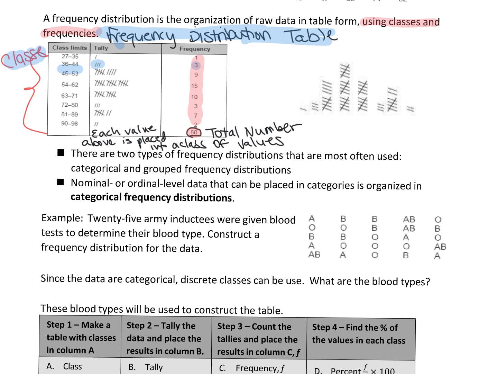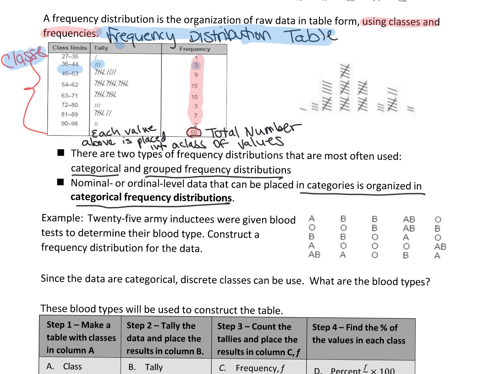Now, there are 2 types of frequency distributions that are most often used, and that is categorical and grouped frequency distributions. Nominal or ordinal level data that can be placed into categories is organized in categorical frequency distributions. Here is an example of 25 Army inductees that were given blood tests to determine their blood type. So we can actually construct a frequency distribution for this data.